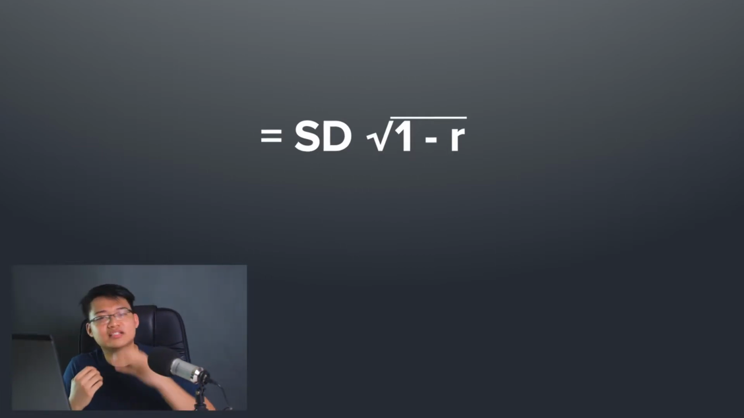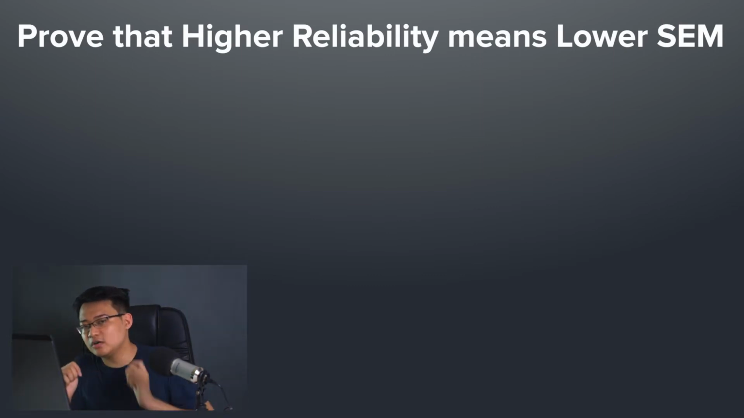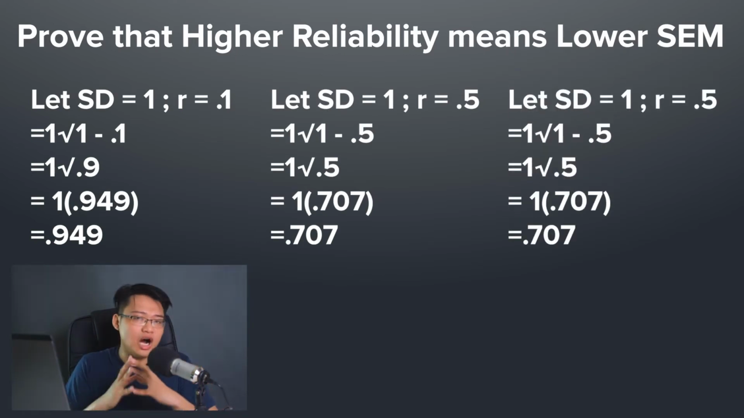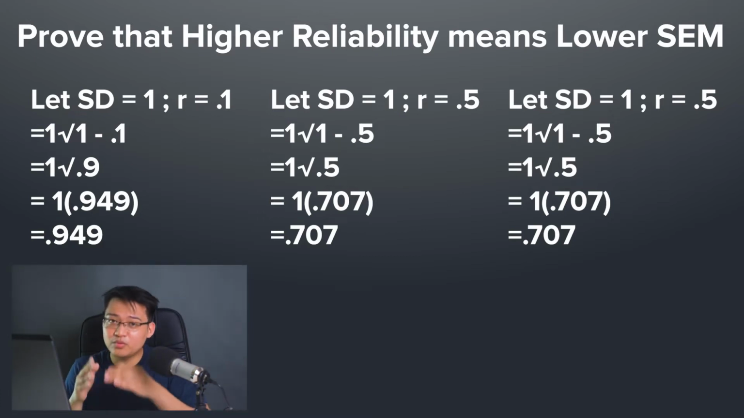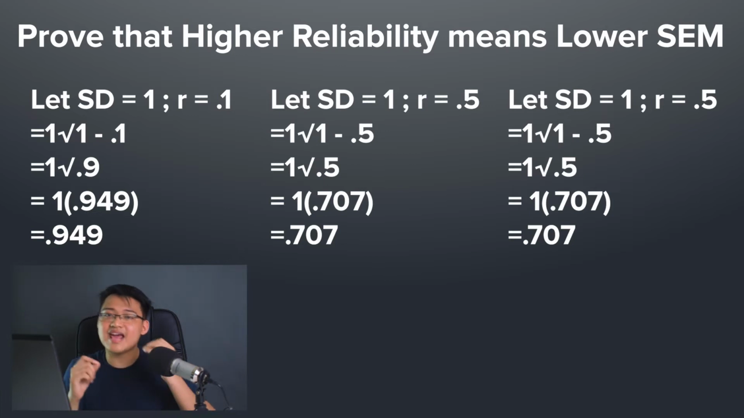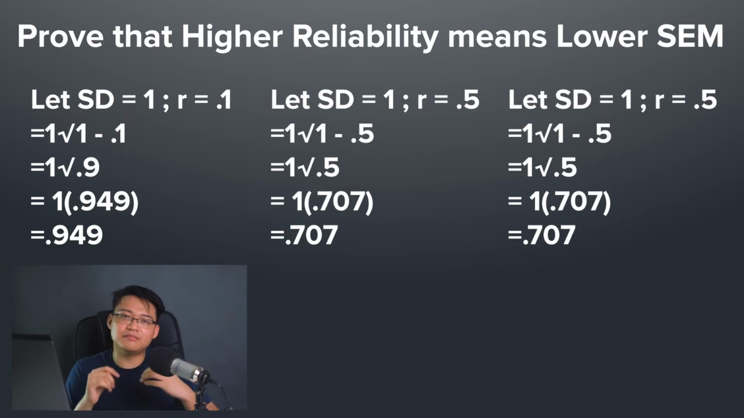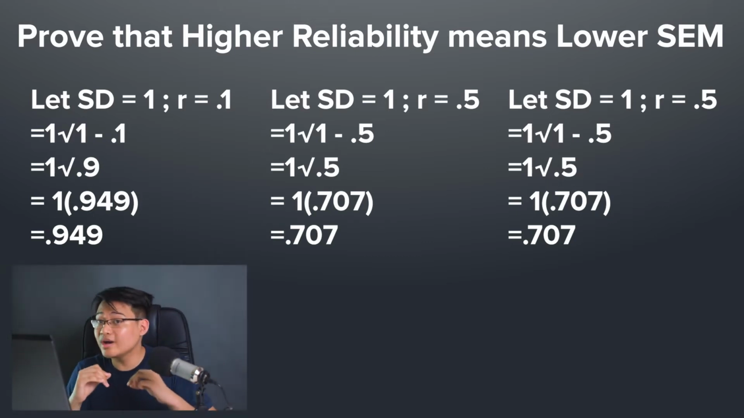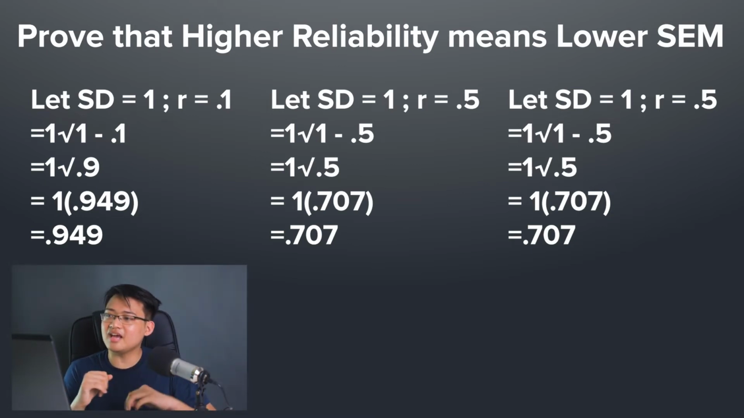Let's say we have 3 different scenarios where standard deviation is kept constant and we change the reliability coefficient in 3 different scenarios. In the first one, r equals 0.1, we have an SEM of 0.949. With the second scenario, we increase the reliability to 0.5, we have an SEM of 0.707. And for the third scenario, with a reliability of 0.9, we have an SEM of 0.316. So as you can see, as we increase the reliability, bumababa yung SEM. And if you make reliability equals 1, mapapansin mo, the SEM would be 0.